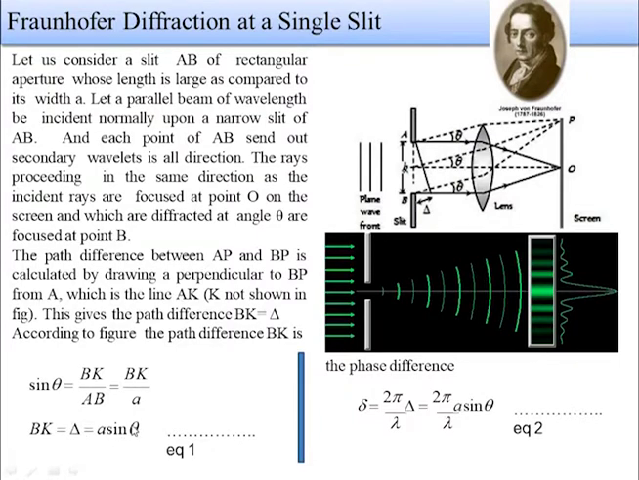And corresponding to this path difference, we get a phase difference. That is, for a path difference of lambda, we have a phase difference of 2 pi.